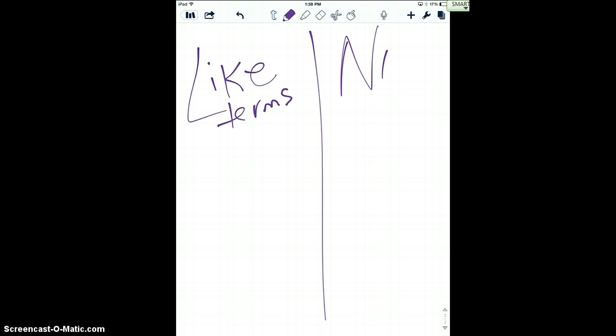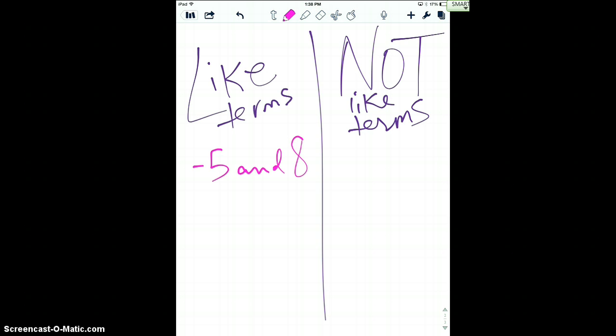Well, before we even start, you need to know something. You need to know what's the difference between like terms and not like terms. So like terms would be things that are dating. Not like terms, not dating. Can't go together. Not together. So example, like terms, -5 and 8. Those are like terms, meaning I can combine those to give me an answer of 3.